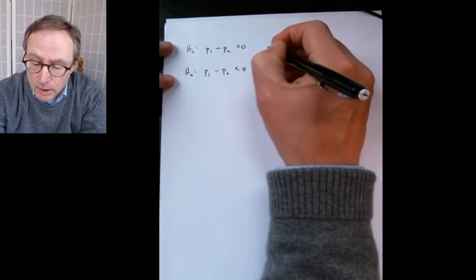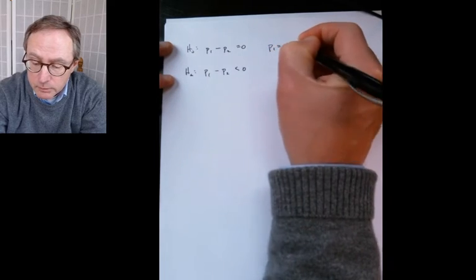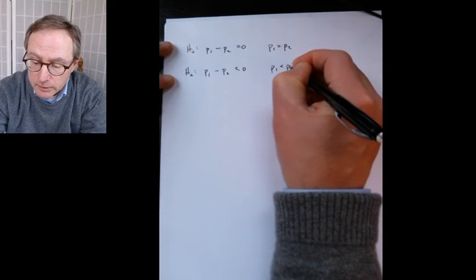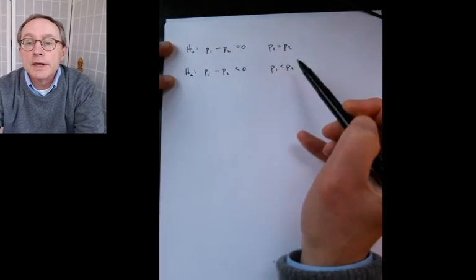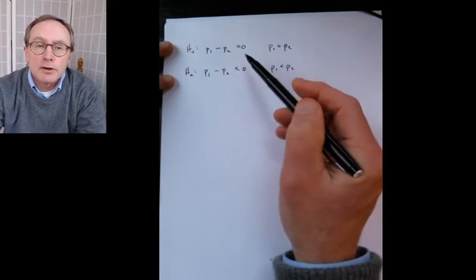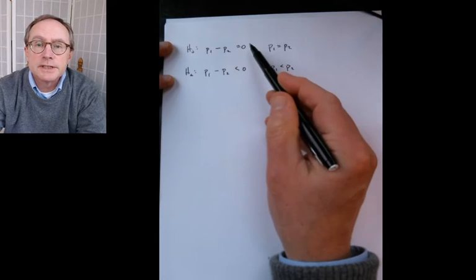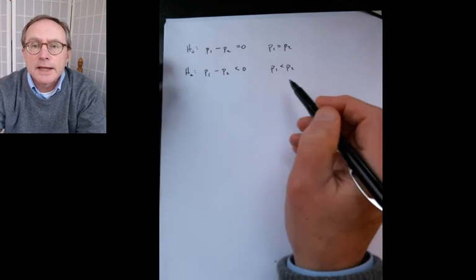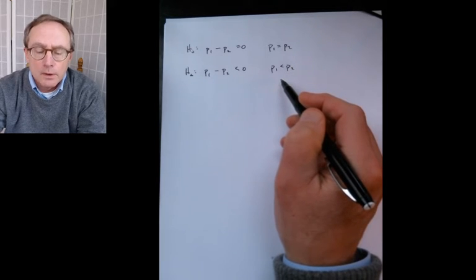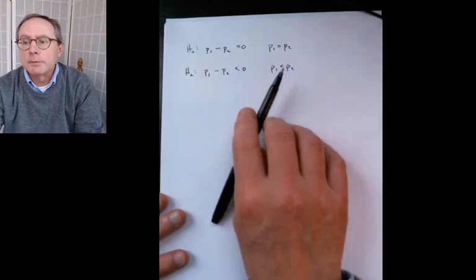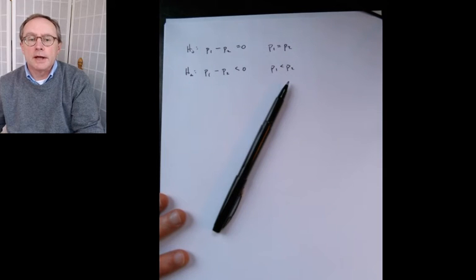Now, if you're more comfortable writing P1 equals P2, and P1 is less than P2, that's perfectly fine. I've got no problem with that. There are two ways to do it. I like this way because when I go to draw the sampling distribution, the zeros are right there. But the other is perfectly fair. That's absolutely fine.